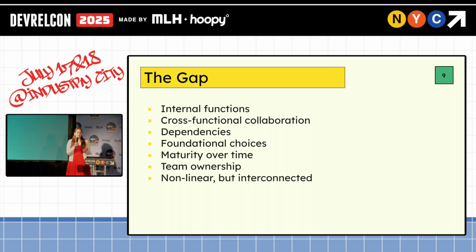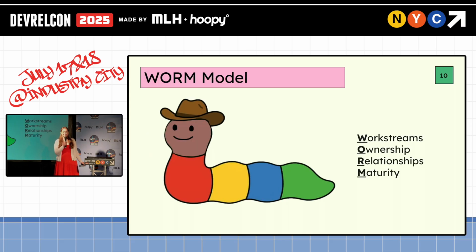Okay, so all of these models I just showed, they're really great. They have a time and a place, and I've referenced them very often. But the problem is that I felt like all the internal functions were missing from those models. I mean, there's cross-functional collaboration that has to happen. There are dependencies, there's foundational choices that have to be made, there's maturity over time, and the team ownership of all those things that have to happen. So again, I did want to highlight that the path is nonlinear, but it is interconnected. So I made my own model.